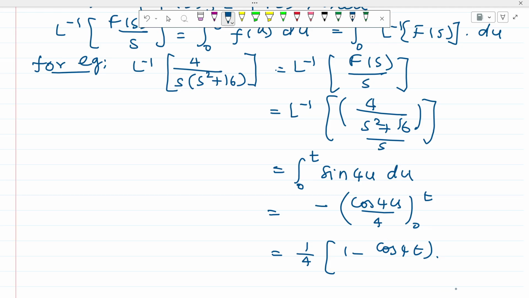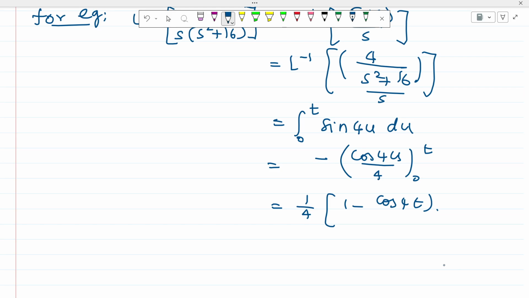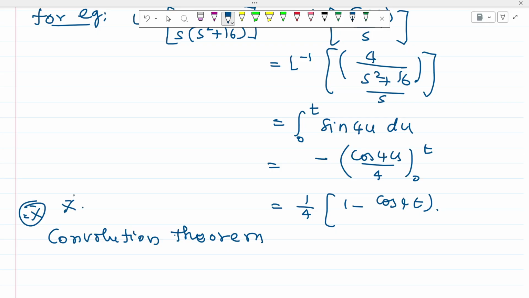Now we will see one very important property: the convolution theorem for inverse Laplace transform. Write it down, everyone, and put two important stars, compulsory. One problem will come based on this convolution theorem.